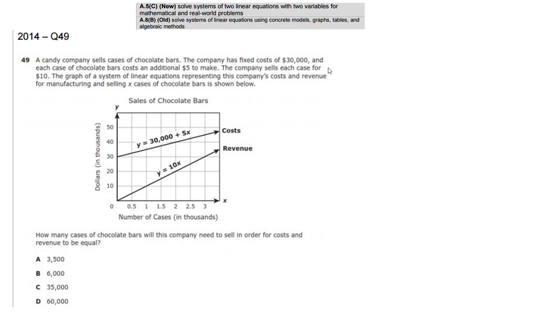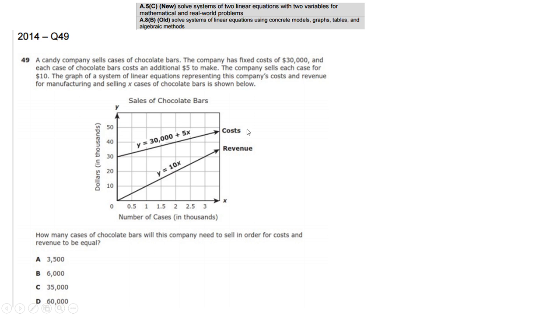Here is a 2014 STAAR question, and they start off by saying the company has fixed costs of $30,000, and each case is an additional $5 to make. So that's the reason why they wrote this equation right here, 30,000 plus 5x. Then they say the company sells each case for $10. That's the reason why they wrote this equation. Now the whole point of systems is to find when your two linear equations cross. We can't tell based off this picture, but they did give us enough information that we can figure this out.